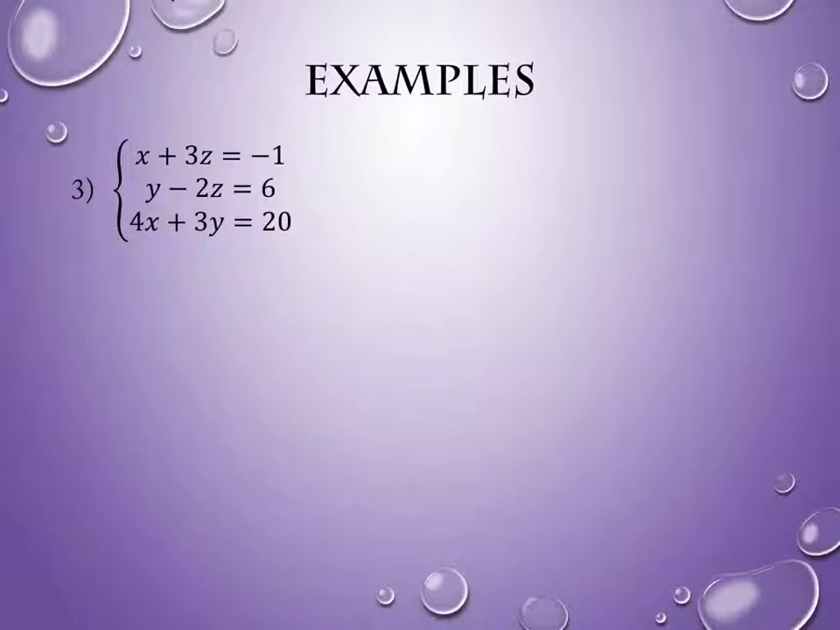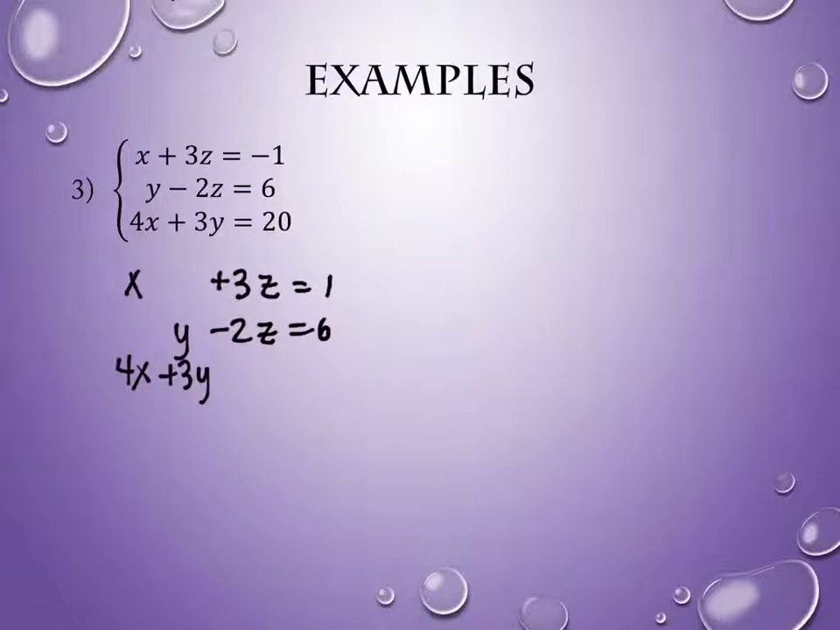And they're not really lined up, so if it helps you to think about them, line them up. You've got x, you've got a blank spot, you've got 3z equals -1. You have a y right here, minus 2z equals 6. And you have 4x plus 3y equals 20. All right, so if it helps you to line them up to compare the components, you might be able to see it easier. Would you like to eliminate x's, y's, or z's?